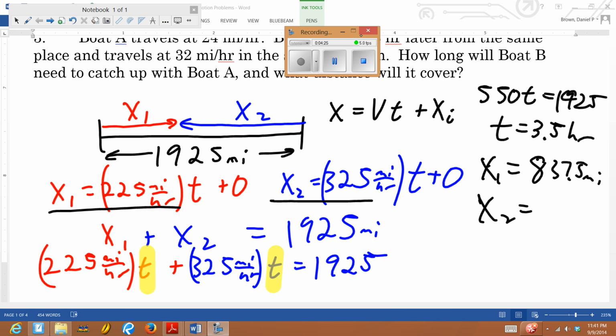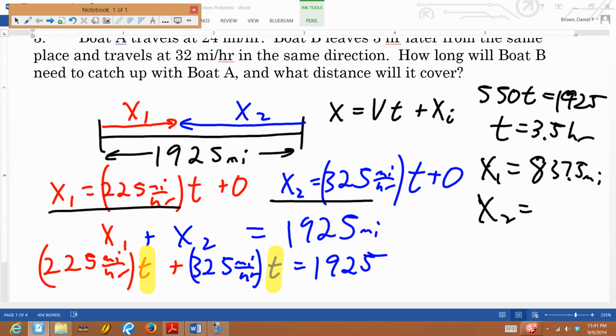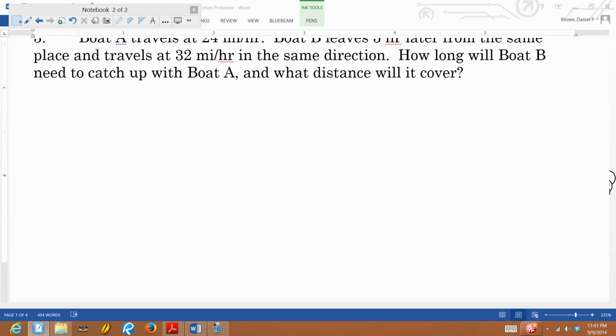I'm going to correct that there, made a small mistake. This right here should be 787. And the next one is 1137. Okay, and that is the first problem set up and solved there. Let's go on to the next.